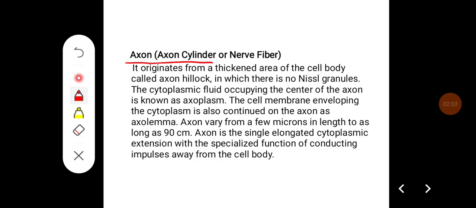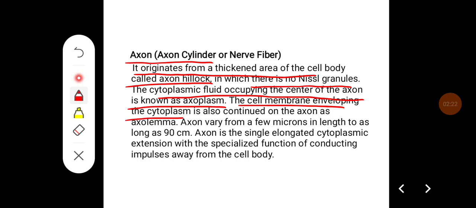Axon, it's also called axon cylinder or nerve fiber. It originates from the thickened area of the cell body, which is called the axon hillock, in which there are no Nissl granules. Cytoplasmic fluid occupying the center of the axon is known as axoplasm. The cell membrane enveloping the cytoplasm is also continued on the axon as axolemma.